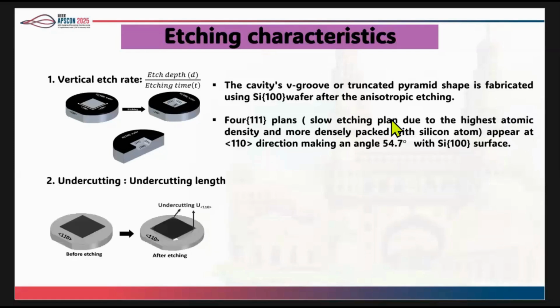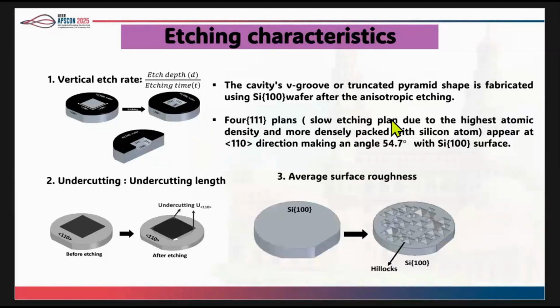As you can see in the figure, for the vertical etch rate, after etching the cavity, we can get a V-shape or truncated shape of geometry. At the same time, you can see there are four planes. That is the {111} plane that appears during the etching of the 100 wafer, and it makes an angle with the plane of 54.7 degrees.